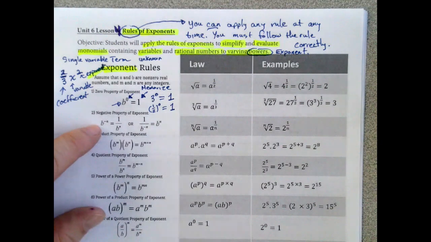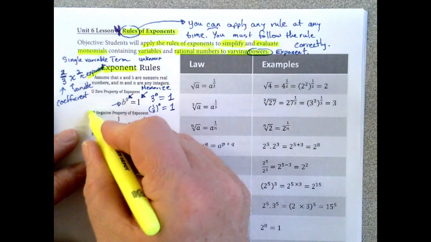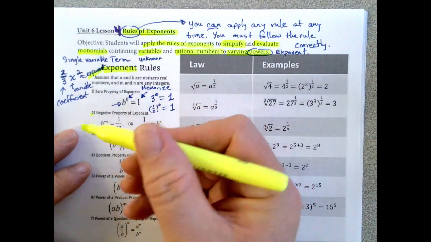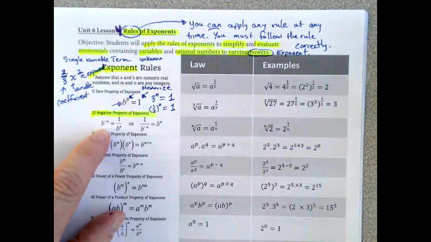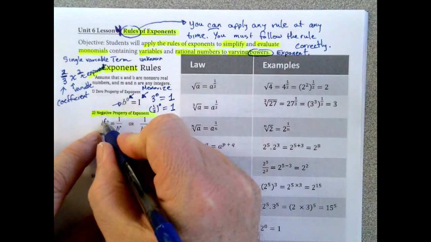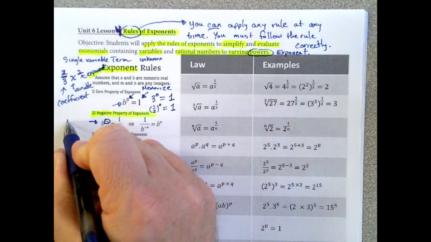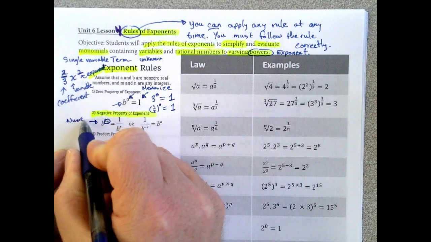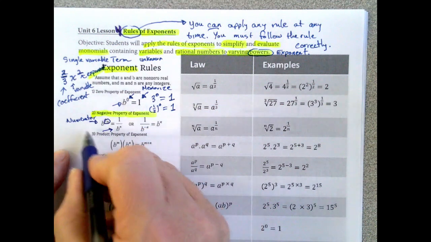Okay, let's continue here. We just covered this negative property. Number 2, the negative property of an exponent. If the exponent is negative, like in here, notice the entire number is in the numerator. Now we push it into the denominator, and you can switch the sign.